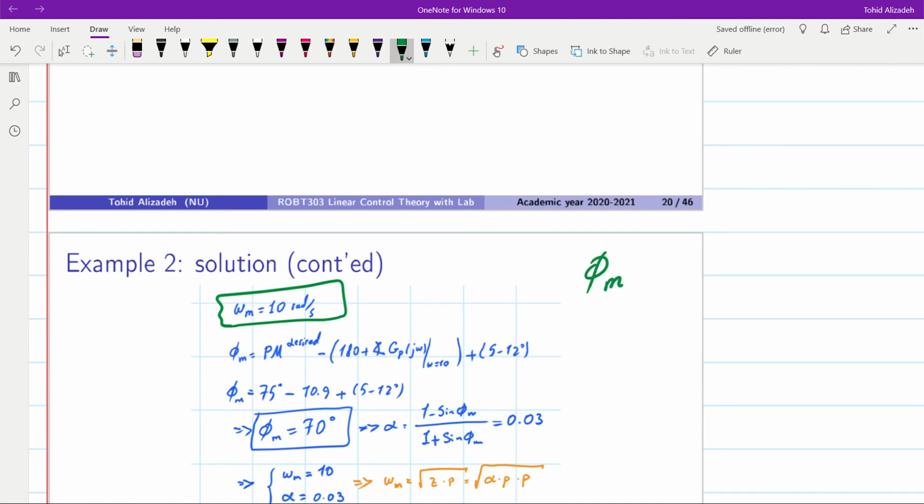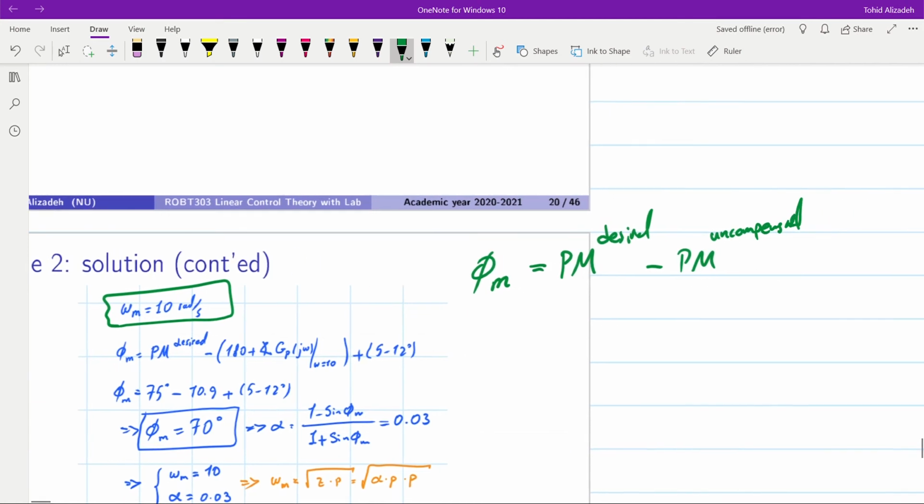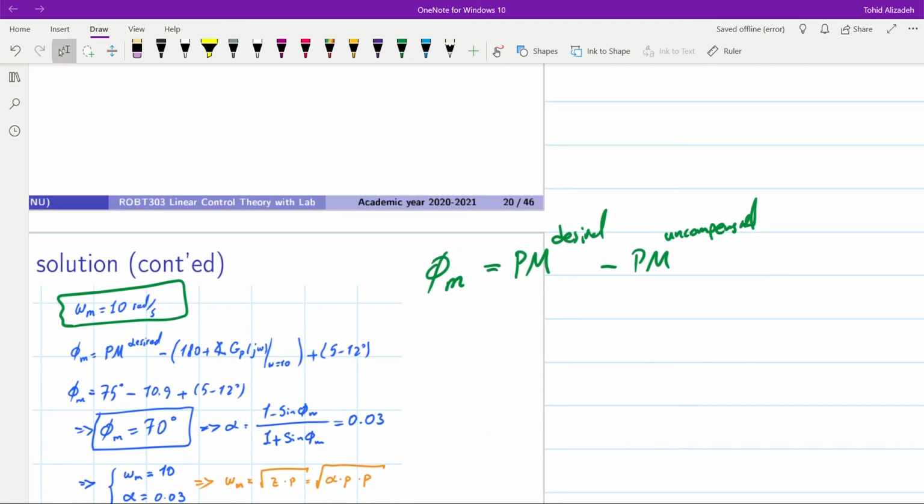For phi m, we will take the desired phase margin minus the uncompensated phase margin, where we have GC equal to 1. And we will add some 5 to 12 degrees. This is something that we already have discussed.